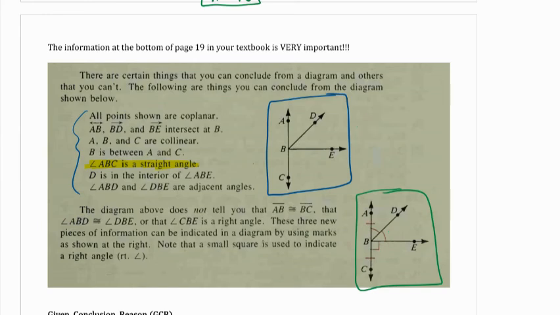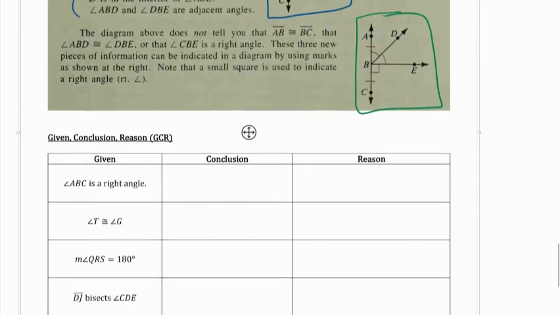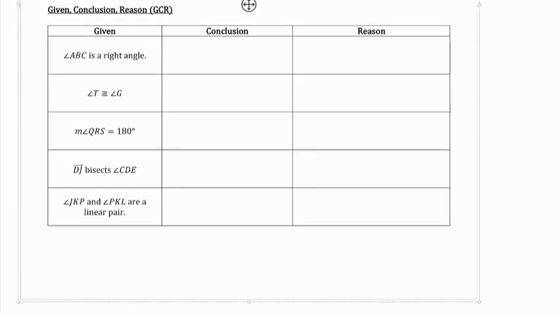Okay? Don't assume right angles or congruence unless you're told those things. The only big thing you can assume is straight lines. Like I said, I'll say that a lot over the next couple weeks.